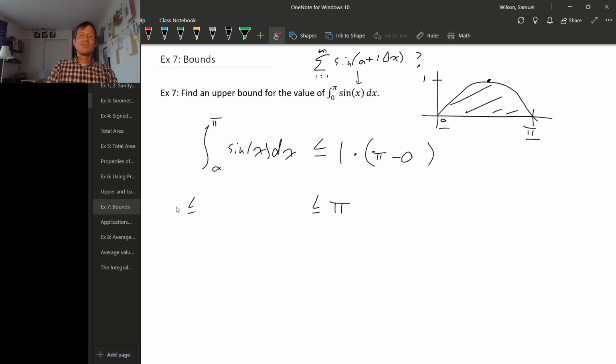Also, it's no less than 0, because the minimum value of the sine function on this interval is 0. So we don't know exactly what this integral is, but it's definitely between 0 and pi. And we were able to figure that out without actually having to calculate any integrals, which is a pretty neat trick.